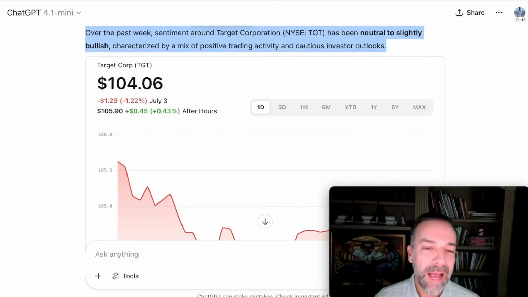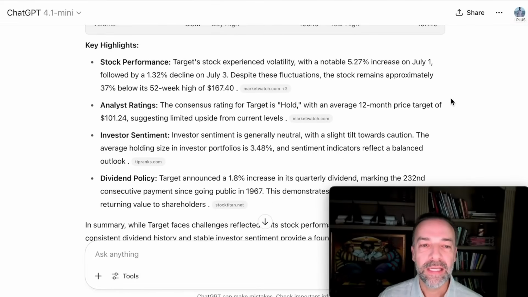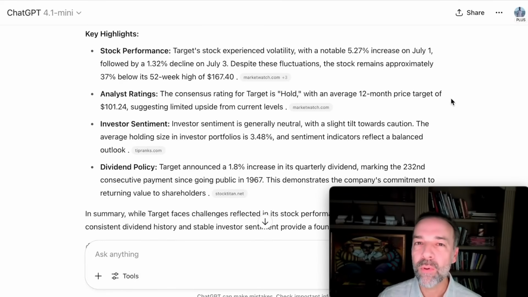It said over the past week, sentiment around Target has been neutral to slightly bullish, characterized by a mix of positive trading activity and cautious investor outlooks. Now that's a lot in that one sentence, but it gives me a nice feel for what's going on with the stock. Now I'll scroll down here. You'll see something else that it does for me. It gives me some key highlights, which are very important, and I always read these highlights because sometimes they're not highlights. Sometimes they're lowlights, and you really want to know the bad things going on with the stock before you trade in it. So you want to read through what's going on with the stock.